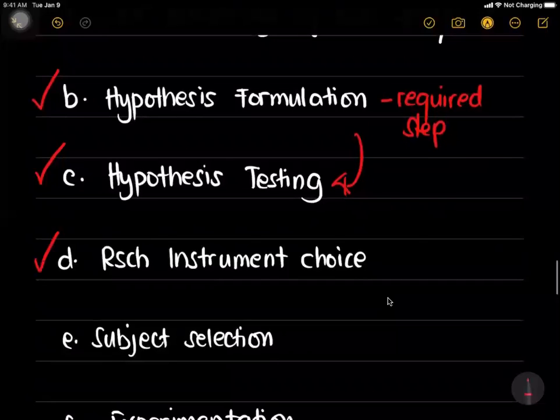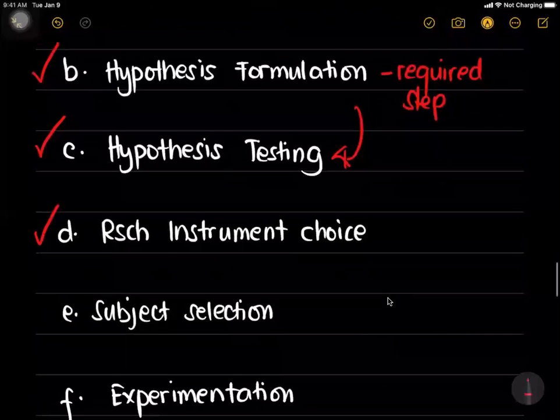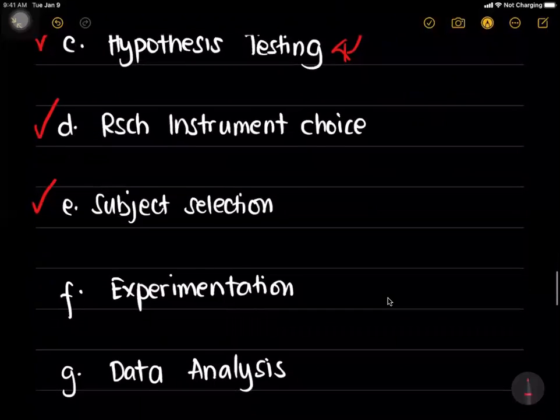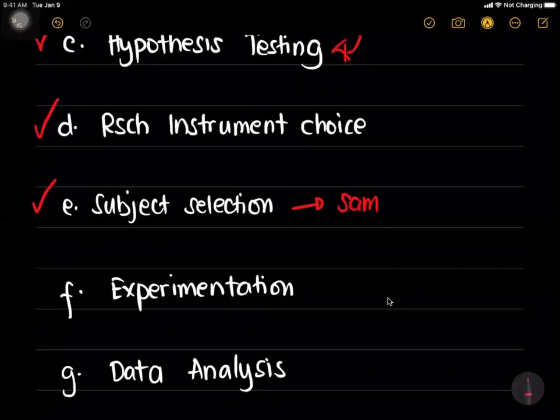Okay. Next, you need to decide on your instrument. So in here, you have to determine whether you're going to conduct an interview, observation, or questionnaire, or a certain method that you think you might use in analyzing your data later on. After you have your instrument of choice, it's now time for you to come up with your subject selection. So in here, your sampling is also decided. So the sampling method is done.